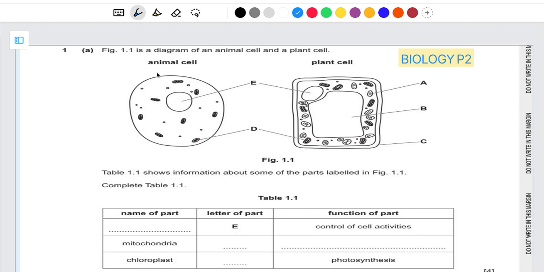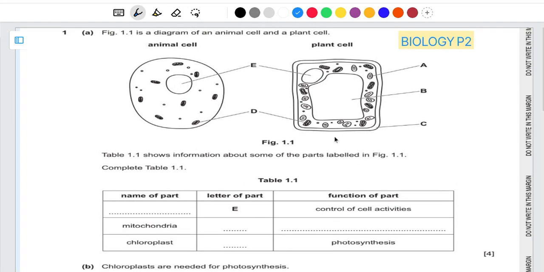Figure 1.1 is a diagram of an animal cell and a plant cell. So we have structures from A up to E. Table 1.1 shows information about some of the parts labeled in figure 1.1. Complete table 1.1. According to this table, we have the name of the part, then the letter of the part, and also the function of the part.